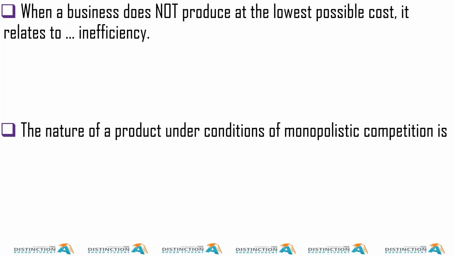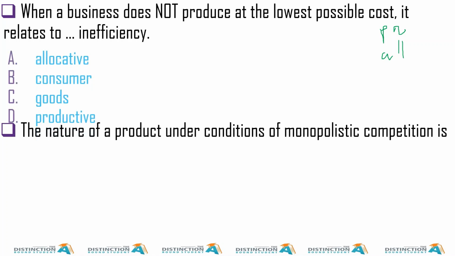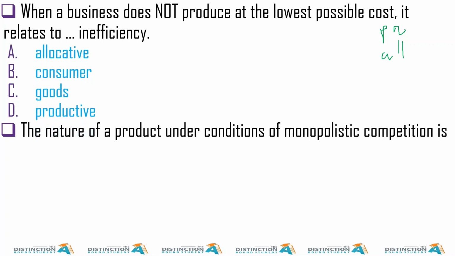The next question: when a business does not produce at the lowest possible cost, it relates to, okay, there are only two possible answers here. Either you say productive inefficiency, or allocative inefficiency. Any other option other than these two doesn't make sense at all. So yes, we have A as our allocative efficiency and then D as our productive. So it means consumer inefficiency is wrong, goods inefficiency is wrong. So which one is correct between allocative and productive?